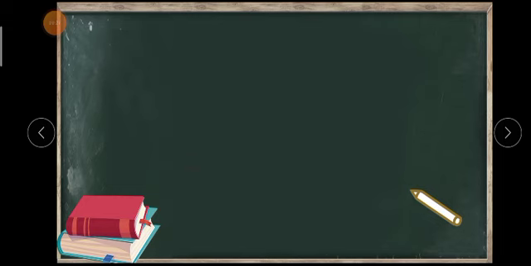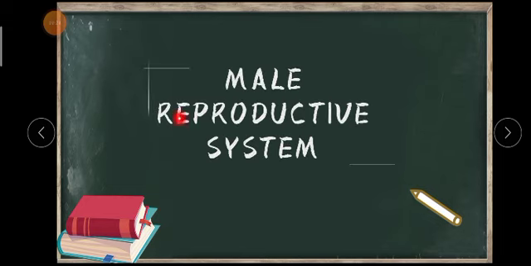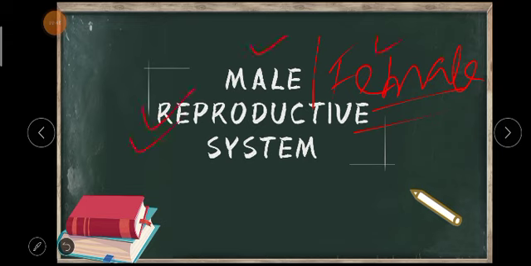In today's class we are going to discuss the male reproductive system. This is a very integral and important part of human reproduction, because without the male reproductive system human beings cannot reproduce. Along with it, the female reproductive system is equally responsible. A well developed reproductive system in both male and female is equally responsible for a good reproduction stage of a human being.